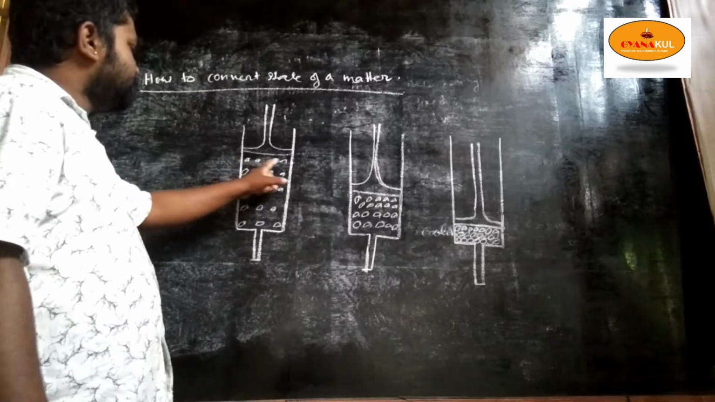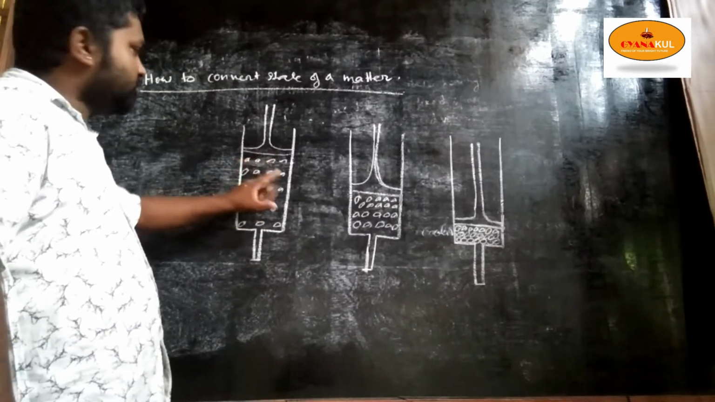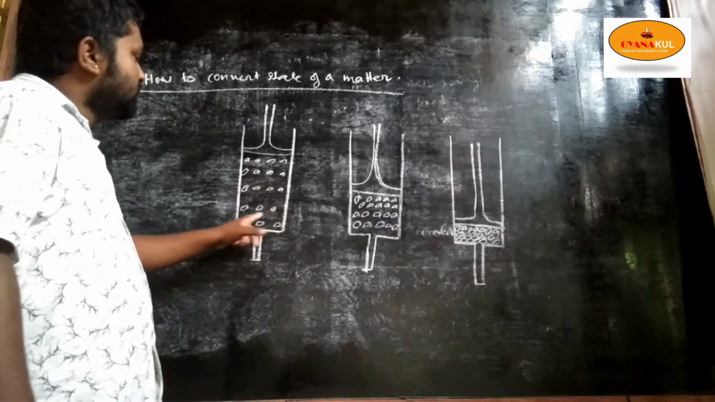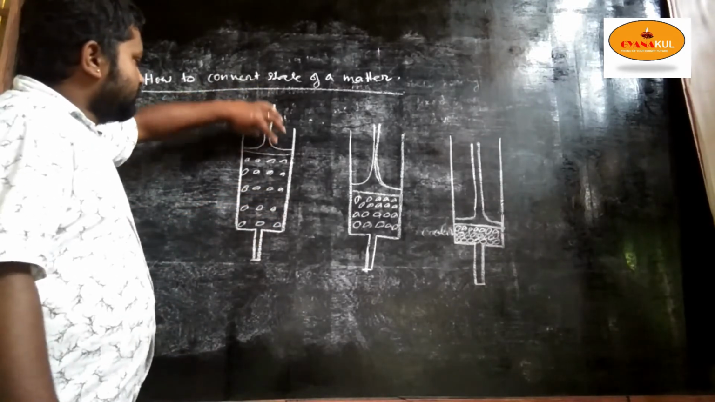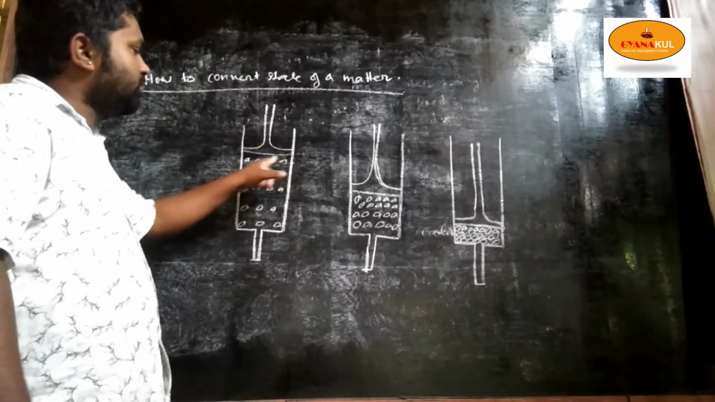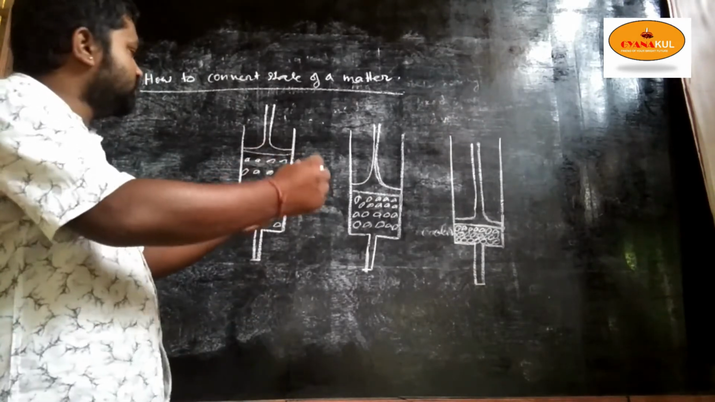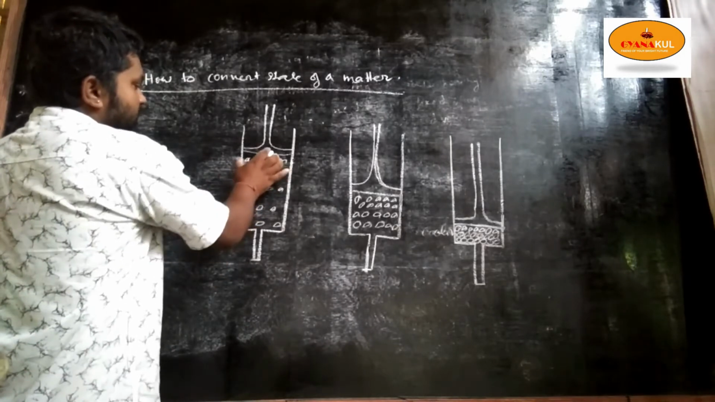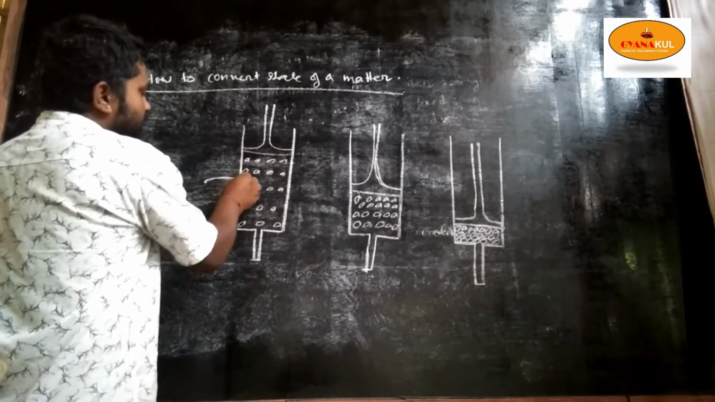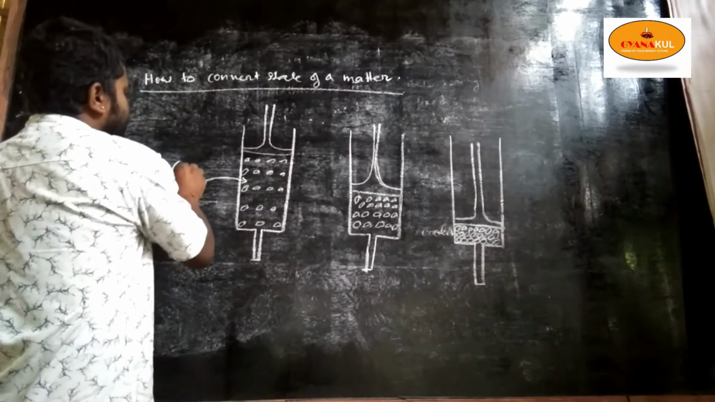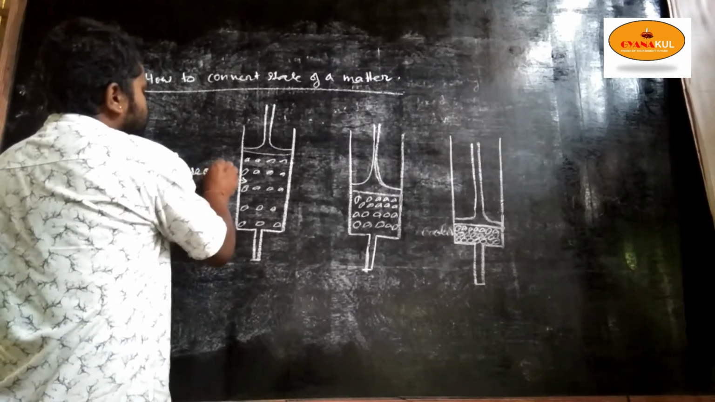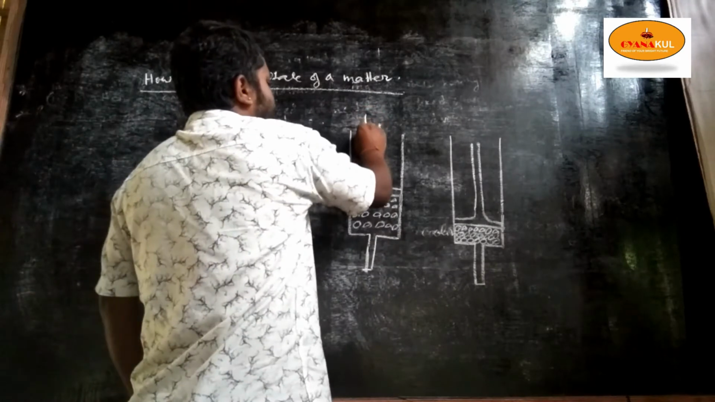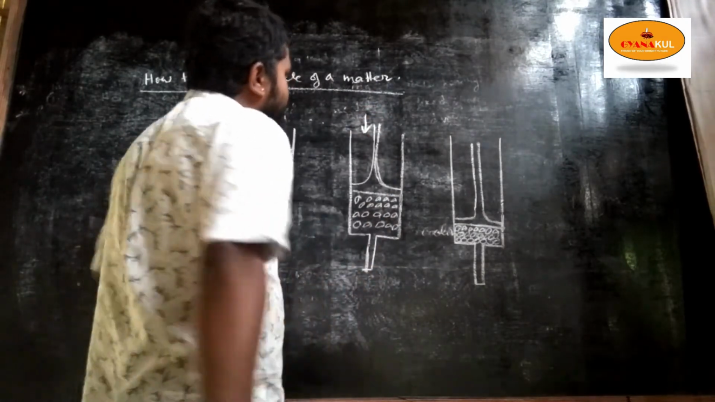And there are some gases inside. So these are the gas particles. I have drawn them. Now see, these gas particles are apart from each other, which means the distance is more. So here in the syringe, the gaseous particles are in what state? Gaseous state.